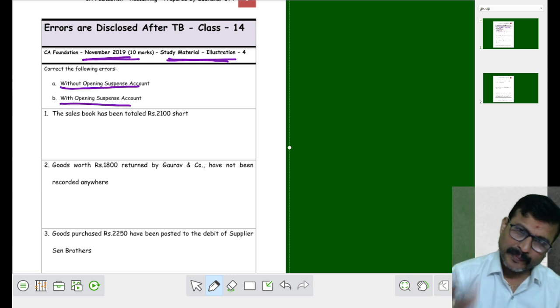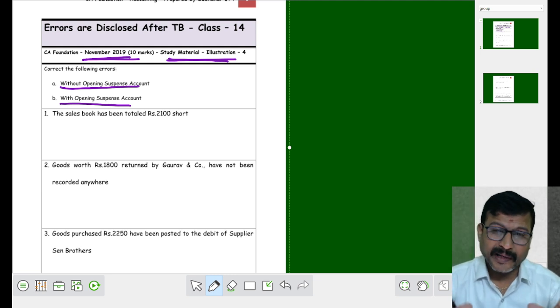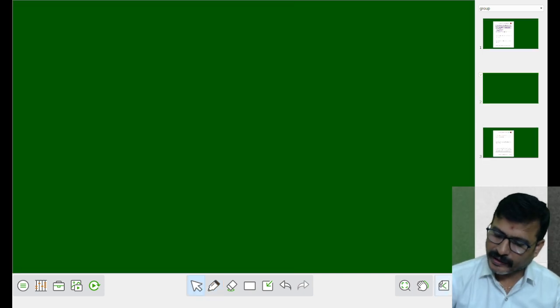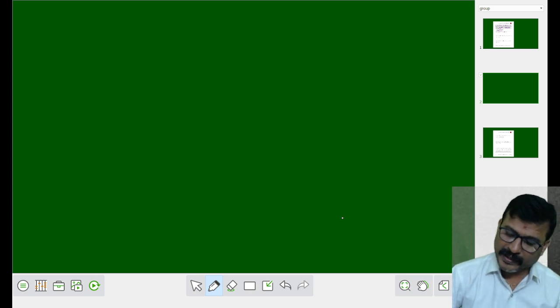Suspense account open भी करना, suspense account open नहीं करना. By keeping all these things, we have to pass the entry. Now what will I do? When I go for the solution, I make two things on two separate pages. Now I write. First I go for with suspense account, later I go for without suspense account.